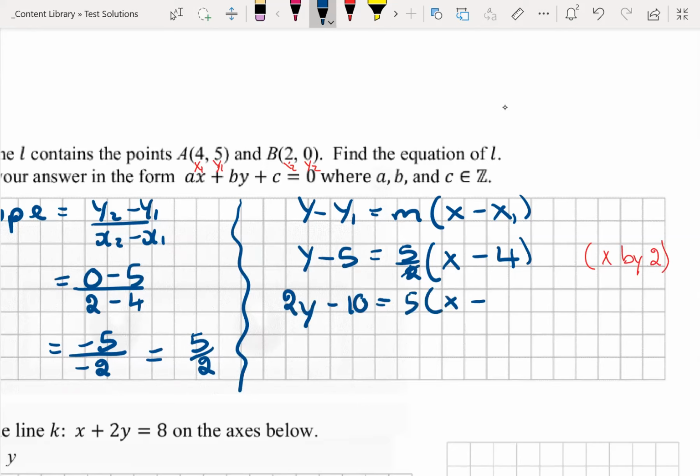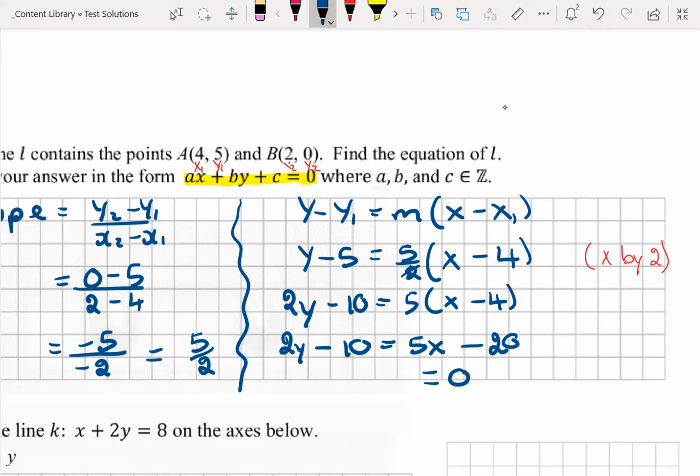Now let's deal with the bracket on the right hand side there. 5 by x is 5x. 5 by minus 4 is minus 20. Now they ask us to write our answer in this form, where everything is on the left side and nothing is on the right side. So we want nothing over here.